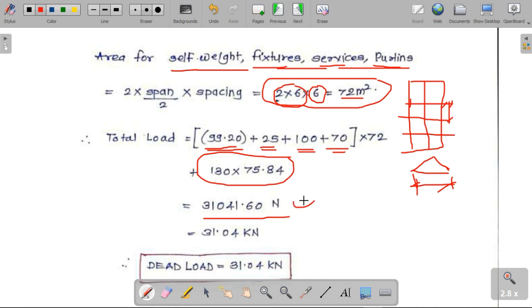Now if I solve this, I'll get this value as 31041.60 Newton. Since these intensities are Newton per meter square and this area is meter square, the meter square gets cancelled, and the unit remaining is Newton, and this divided by 10 to the power 3 will give you the value of dead load, which is 31.04 kilonewton. So the final value for the dead load is 31.04 kilonewton. So in the next lecture, we'll try to calculate the live load and the wind load. Thank you.